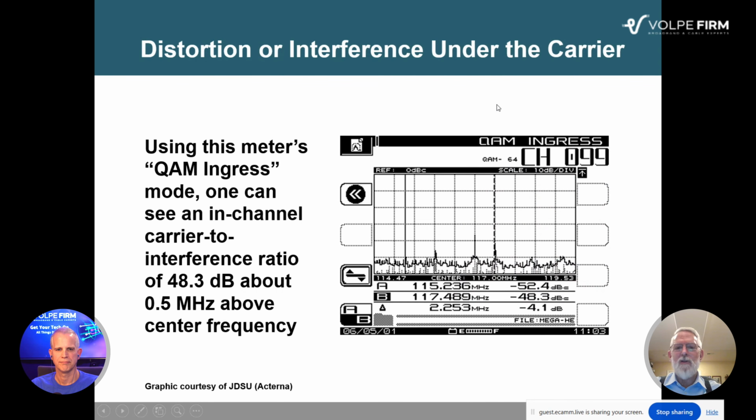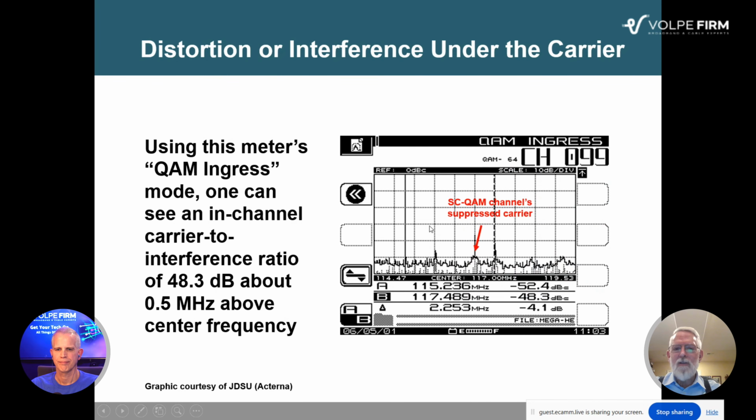Now, this is a feature in meters that I love. It's called QAM ingress. This was on a JDSU. I forget which model this was, but the meter essentially mathematically removes the QAM haystack from the display. It's actually displaying something called error vector magnitude, but it lets us see the noise floor underneath the haystack. And if you look at this, there's a couple things that it shows. First of all, where the marker is, that's this vertical dashed line, the carrier to interference ratio is about 48 dB. That's right here.